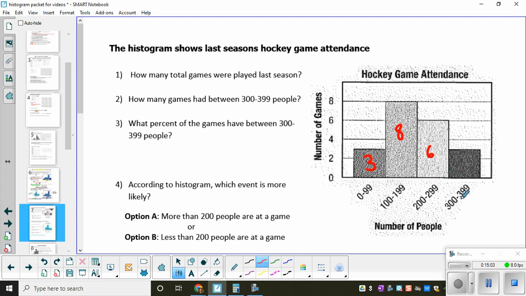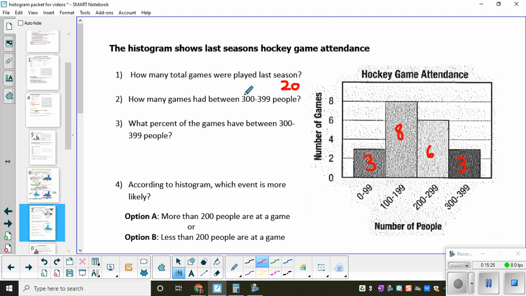And here, there's big crowds for these. You can see 300 to 399 people, and it looks like there were 3 games in this interval as well. So 3 plus 8 here is going to be my 11. Then I've got 11 plus 6 is going to be 17, and then 18, 19, 20. So it looks like there's 20 games total represented in our histogram.